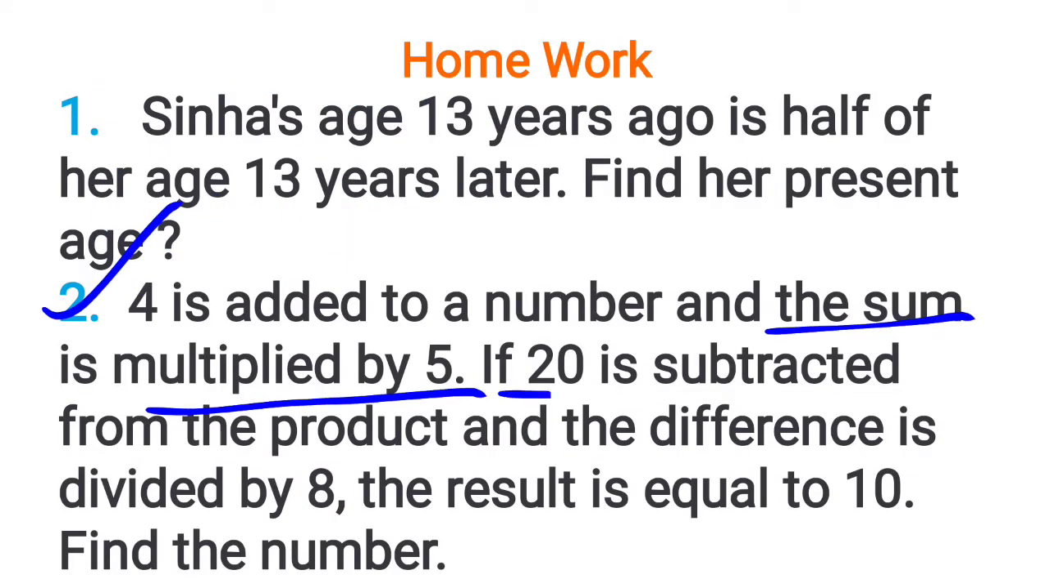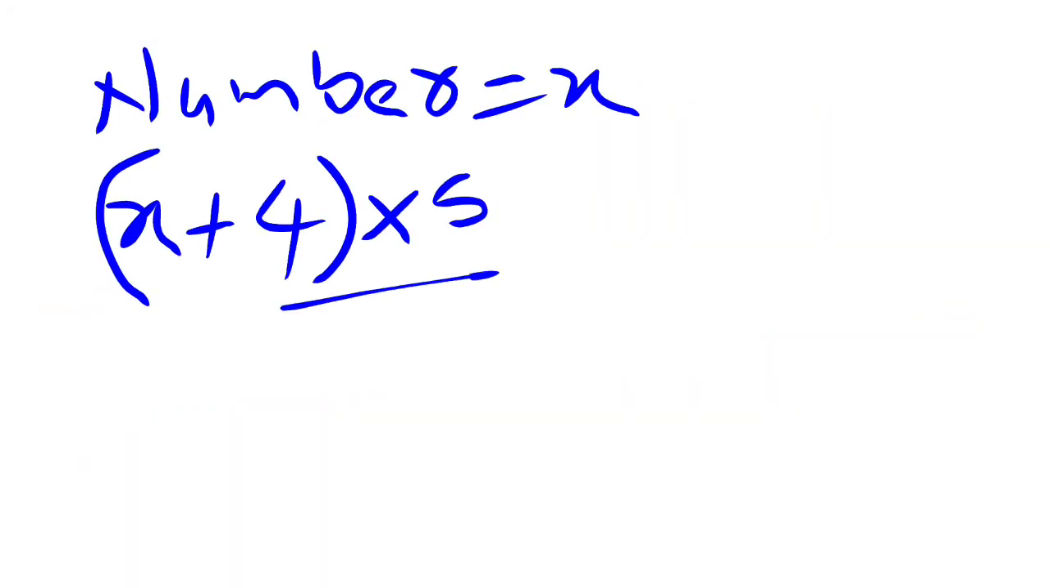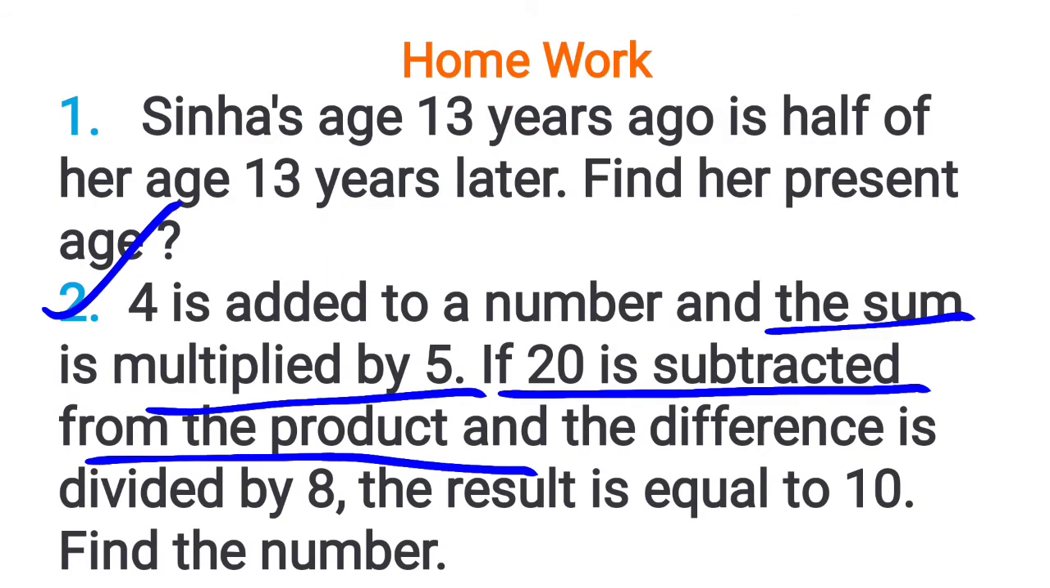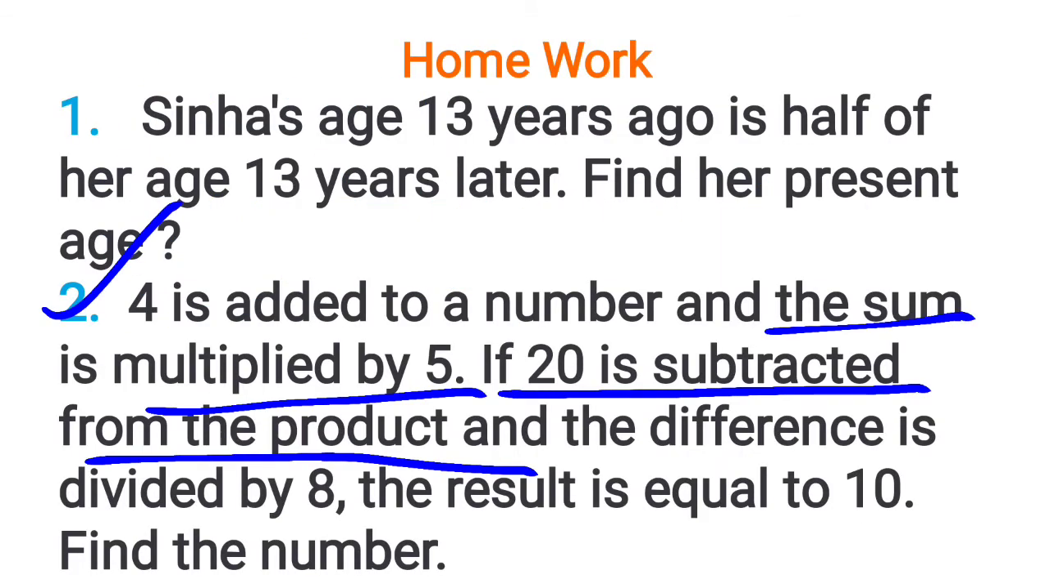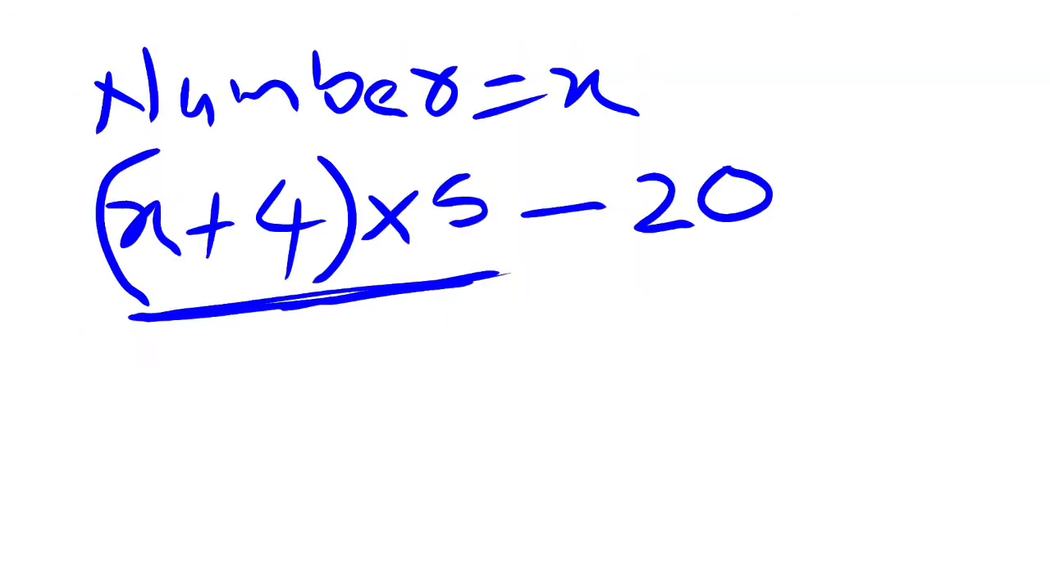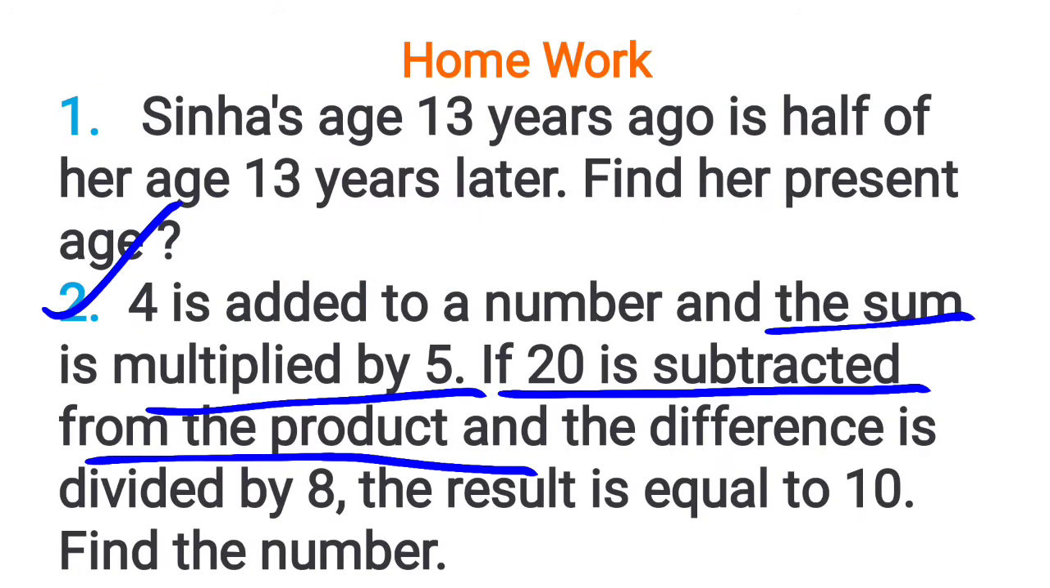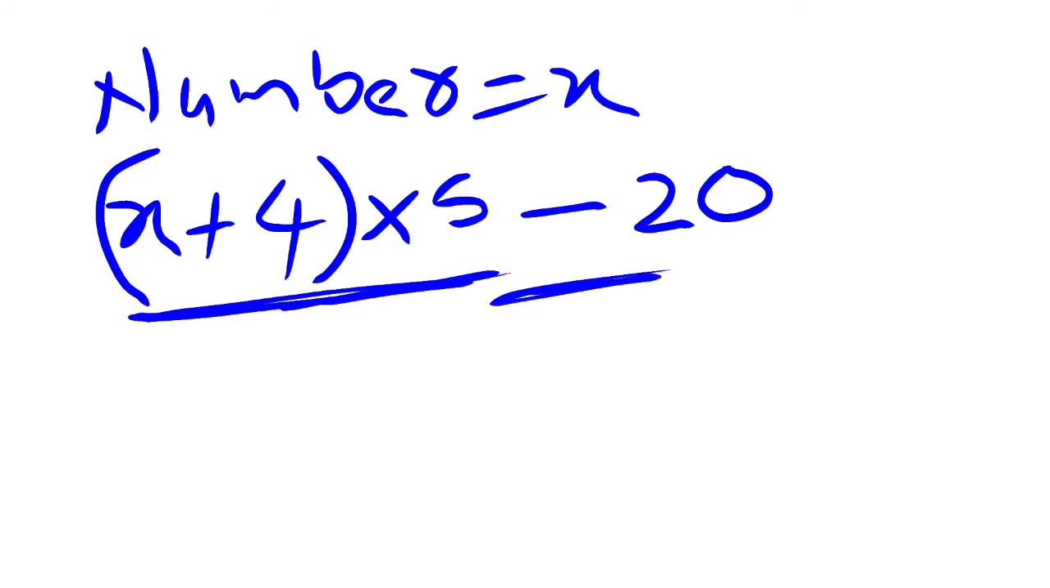Next, if 20 is subtracted from the product, so where is the product? Here the multiplication is the product. So 20 is subtracted from the product. From the product means this term should come first, minus 20. So understand the question here: 20 is subtracted from the product, so the product will come first and 20 in the second place. And the difference means this minus is a difference.